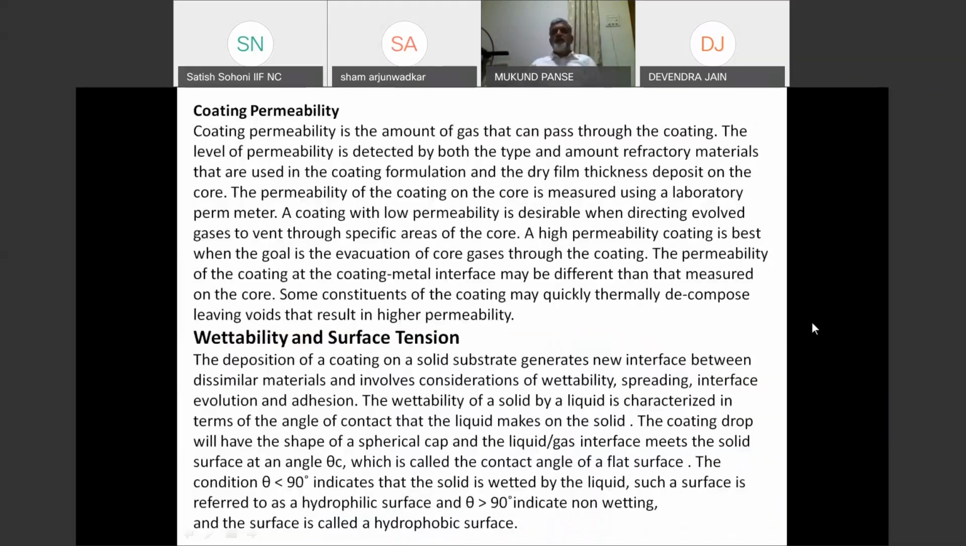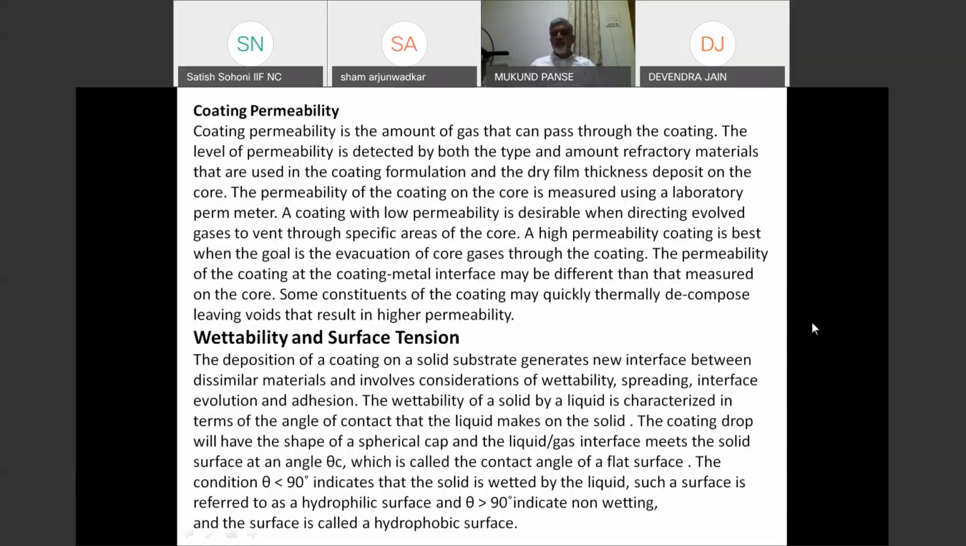The coating permeability is important for two things. When you are spraying it, some air also gets entrapped. It should be able to go out, and when the film is dried, the gases generated should be able to go out. For the permeability of the coating, there is a measure, a permeameter, used for measuring the permeability of this coating.